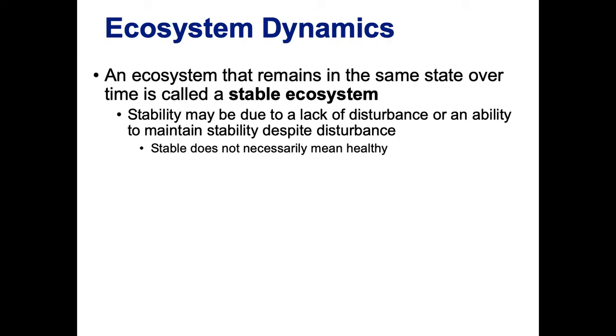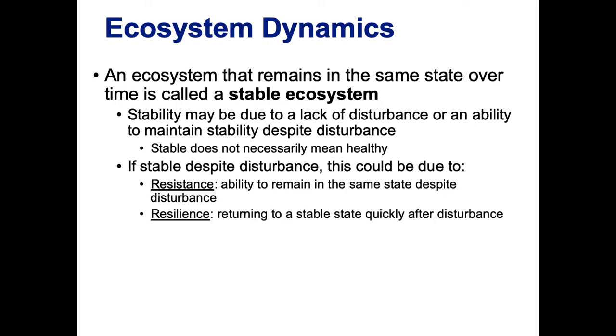Ecosystems that remain in the same state over a long time are called stable ecosystems. And the stability can be due to lack of disturbances, or it could be due to resilience. So that means that they come back to the same state after these disturbances. Stability does not necessarily mean that it's healthy, and it is important to remember that.